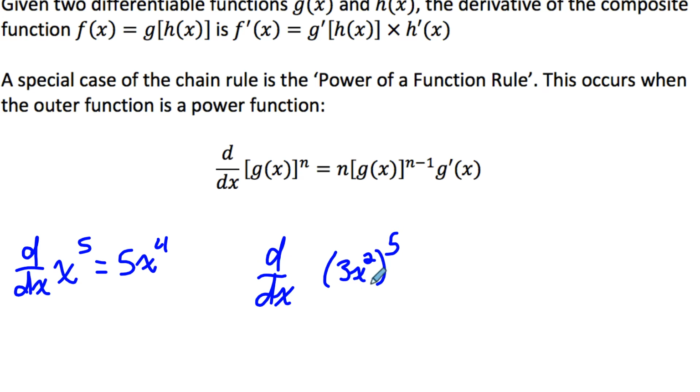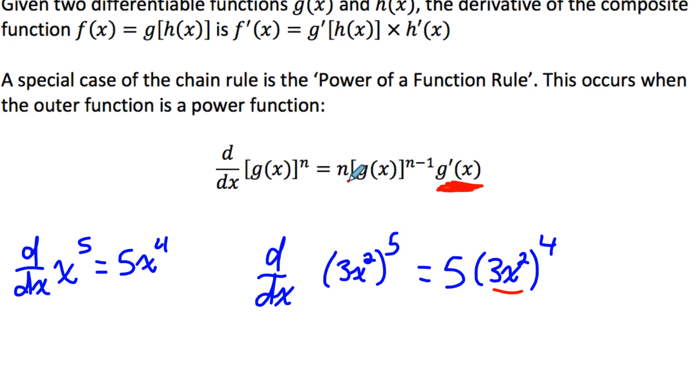But what if we were trying to find the derivative of, let's say, 3x squared to the 5? The base of the power is itself a function that we can differentiate. We would bring the exponent down, just like before. We'd leave the base exactly as it is and reduce the exponent by 1. But then that has to be multiplied by the derivative of the inside function. That's what this says here.